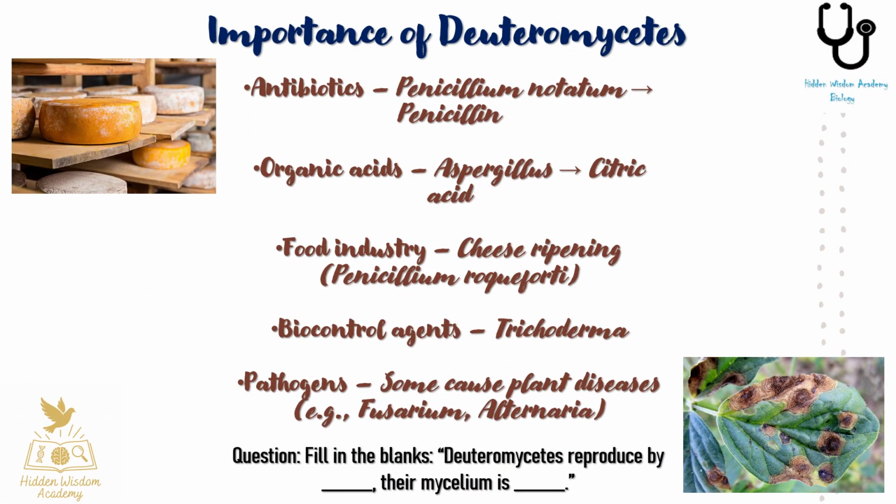Now, let's see the importance of Deuteromycetes. Deuteromycetes are not just imperfect fungi, they are incredibly important to us. They give us life-saving antibiotics like penicillin from Penicillium notatum. They help in industry, producing organic acids such as citric acid from Aspergillus. They're used in the food industry, especially in cheese production. Some, like Trichoderma, act as biocontrol agents, protecting crops naturally. But not all are beneficial. Others, like Fusarium and Alternaria, cause serious plant diseases.